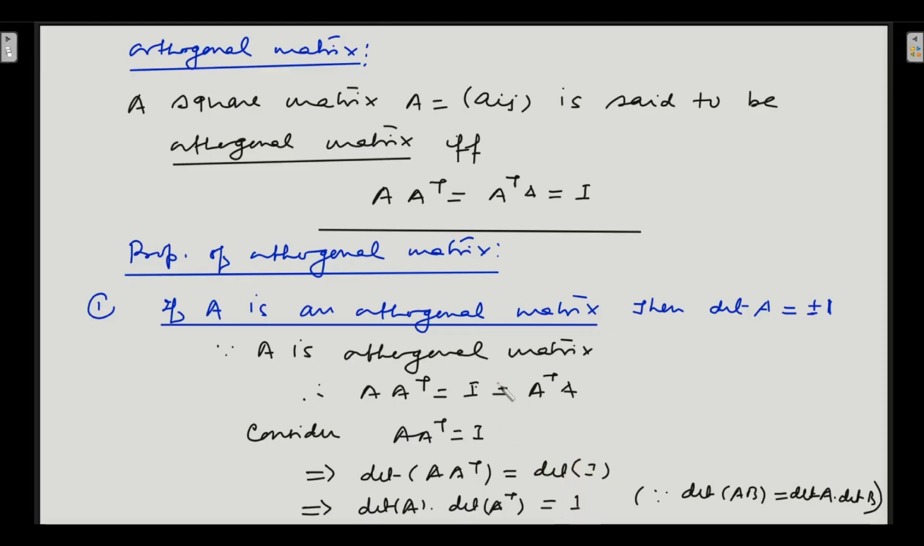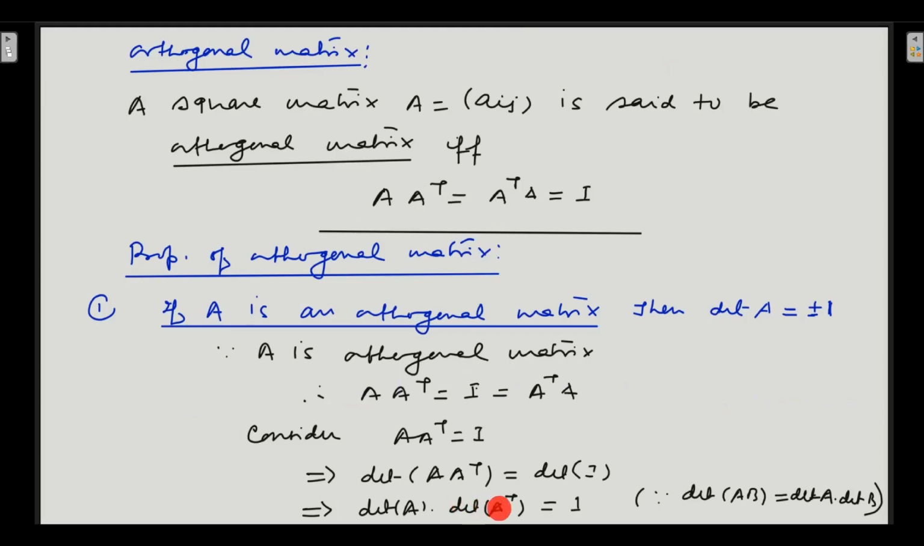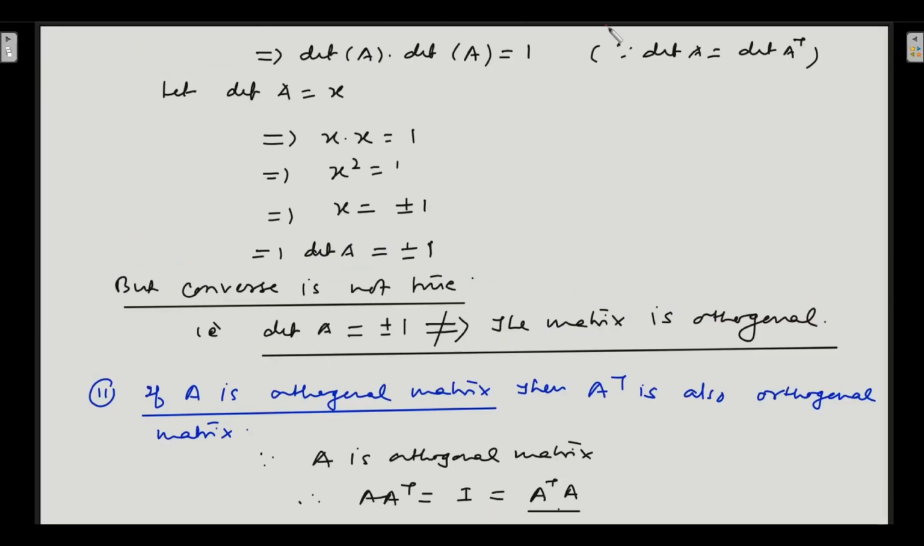But we know this very well that the determinant of A transpose will be equal to the determinant of A. So we will replace this determinant of A transpose with the determinant of A. That determinant of A transpose has been replaced by the determinant of A. So it came out to be the determinant of A into the determinant of A is equal to plus 1.